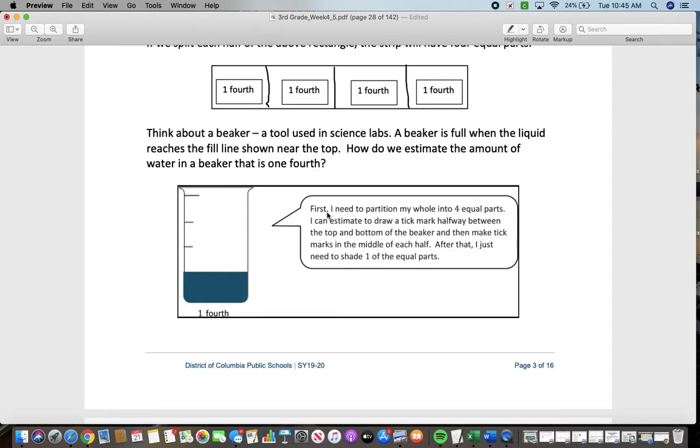So it says, first, I need to partition my whole, so the whole beaker, into 4 equal parts. I can estimate to draw a tick mark halfway between the top and bottom of the beaker, and then make tick marks in the middle of each half. After that, I just need to shade one of the equal parts in order to make 1/4. Okay?